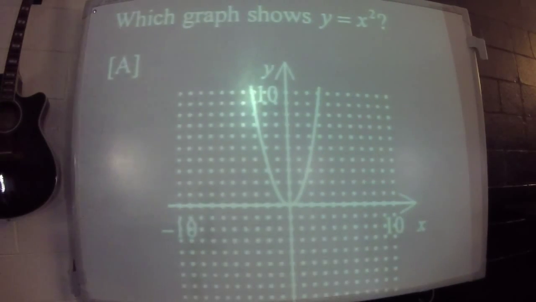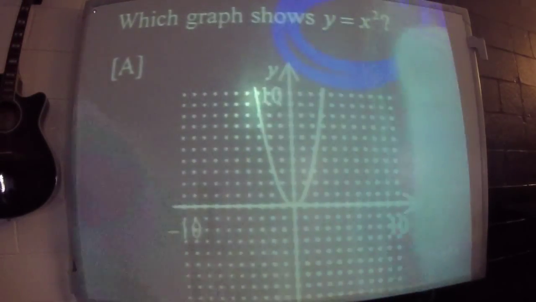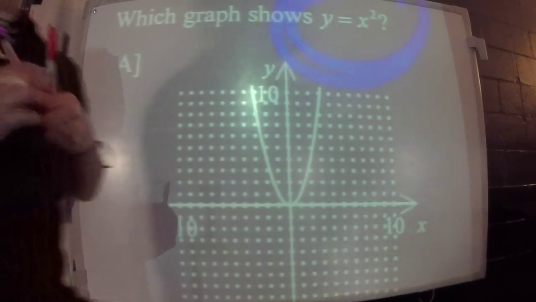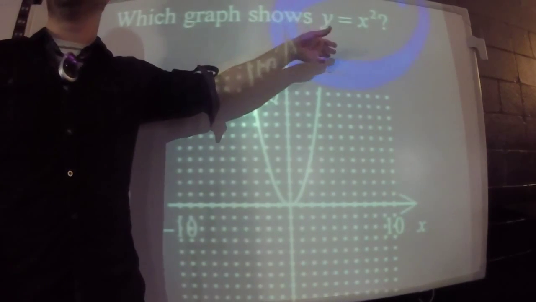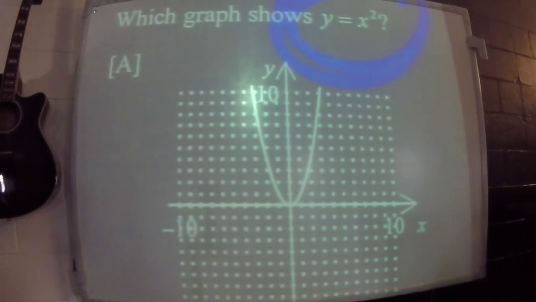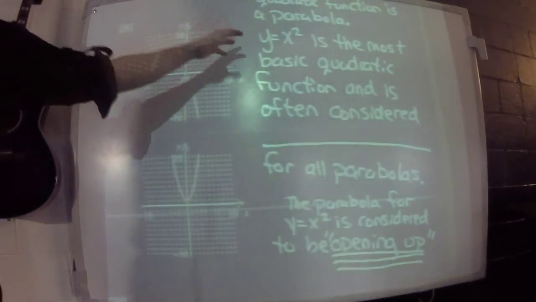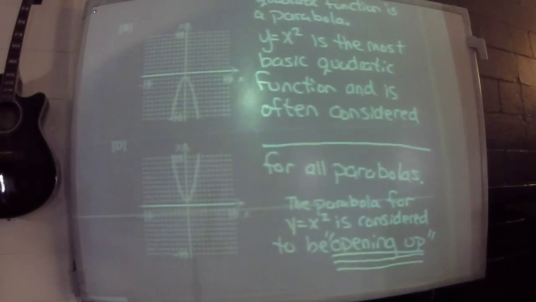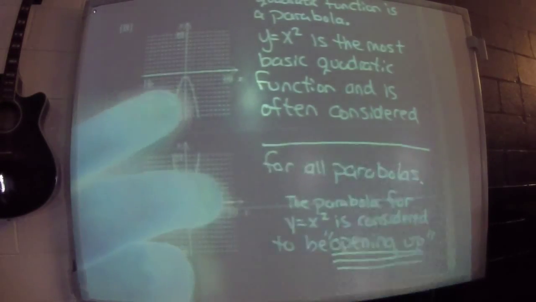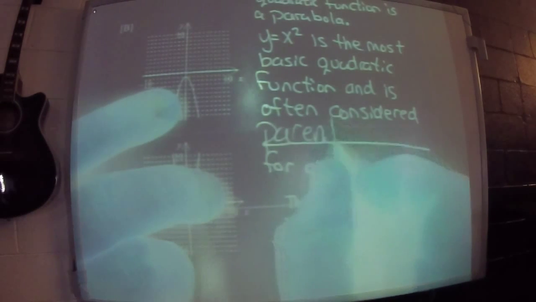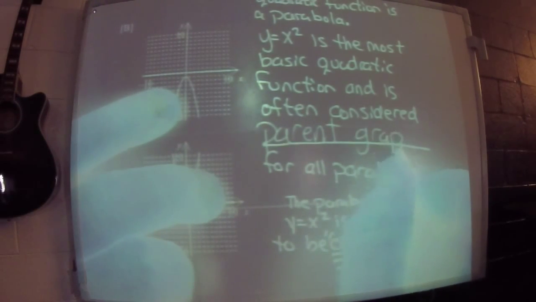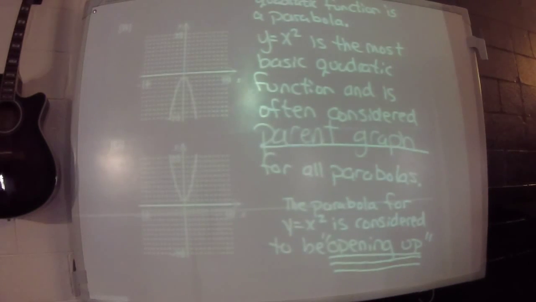So the first thing says, which shows the graph of y equals x squared. I chose this one because it's the most basic quadratic equation to ever graph. Y equals x squared is the most basic quadratic function, and often we call it the parent graph or parent function. So we'll just put parent graph or parent function either way. I'm talking about the graph, so this is the parent graph. This is the first quadratic we're going to talk about.